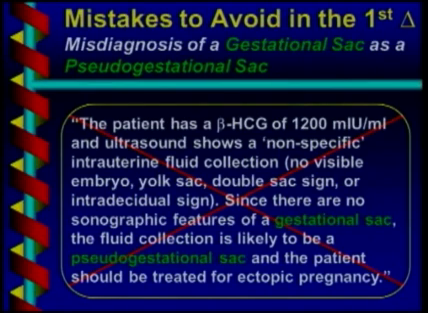The patient has a B-HCG of 1,200 milli-international units per ml, and ultrasound shows a nonspecific intrauterine fluid collection, one that has no visible embryo, yolk sac, no double sac sign, no intradecidual sign. Since there are no sonographic features of a gestational sac, the fluid collection is likely to be a pseudogestational sac, and the patient should be treated for ectopic pregnancy. This would be a mistake, as I'll discuss over the next several slides.